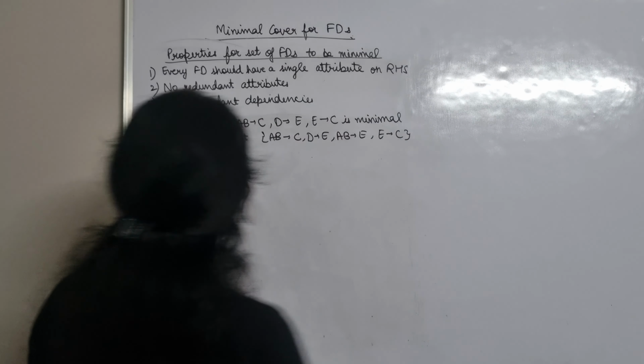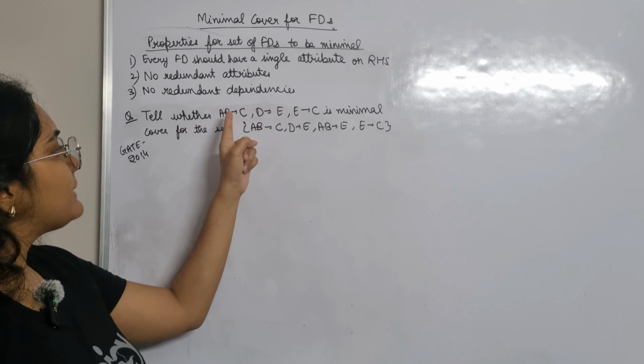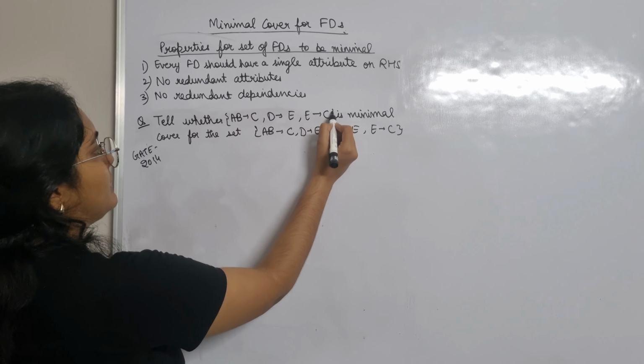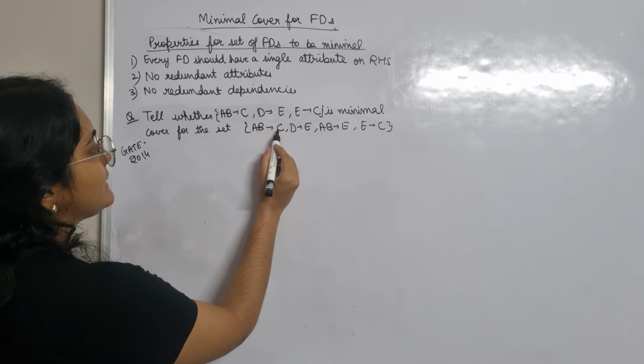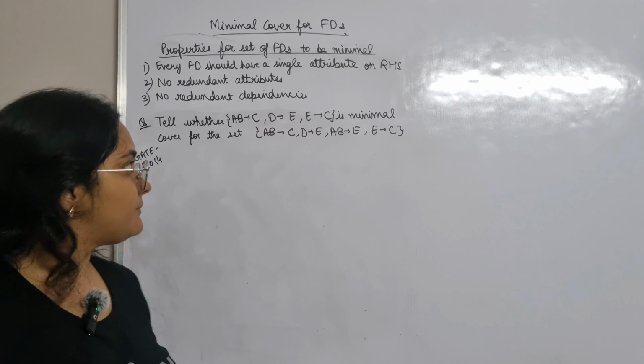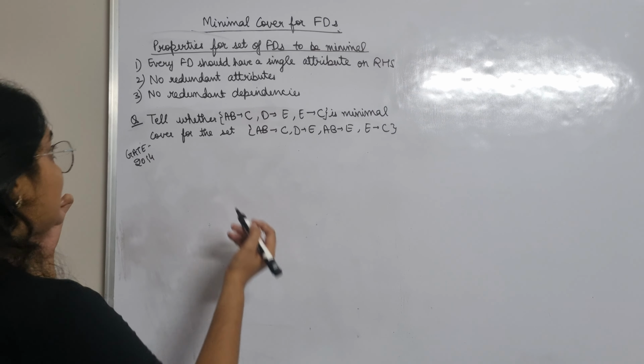So let us see this question. What does this question say? It says: tell whether AB determines C, D determines E, E determines C is the minimal cover for the set AB determines C, D determines E, AB determines E, and E determines C. This was asked in GATE 2014. Now let's see how to do this.